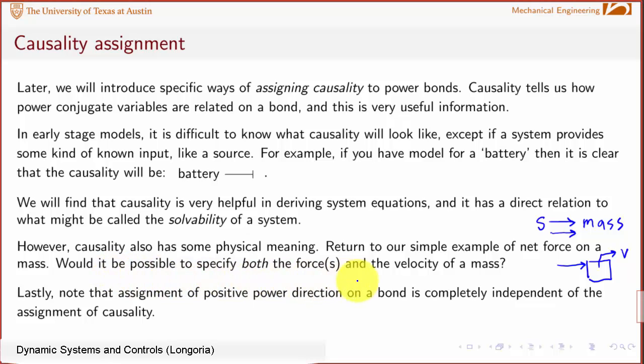Is it possible to do that? If you think about it a little bit, Newton's law will prohibit that. I want to let you think about that a little bit. Newton's law, remember, says that the rate of change of the momentum is the sum of the forces.